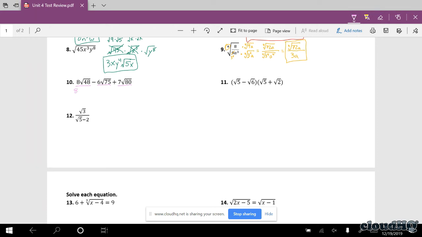So let's do the first one. We already have the 8 out front. 48 can be broken into 16 times 3. Square root of 16 is 4. Square root of 3 does not simplify, so in total, because there was an 8 out front already, there are 32 square roots of 3. Minus. Now the next problem.